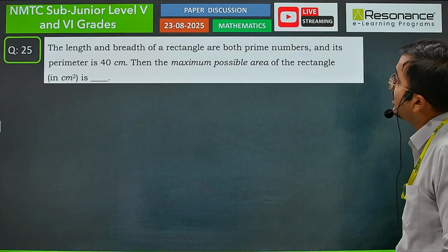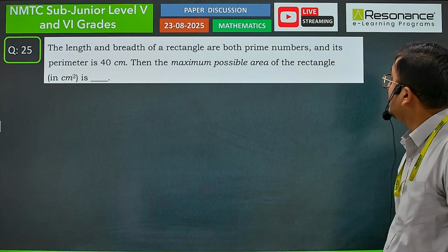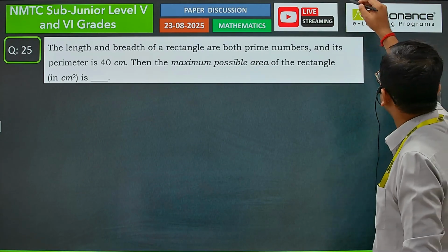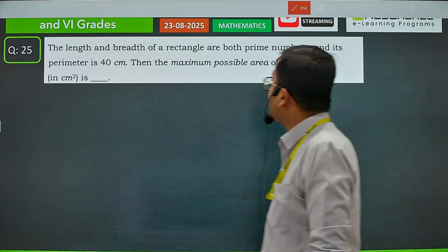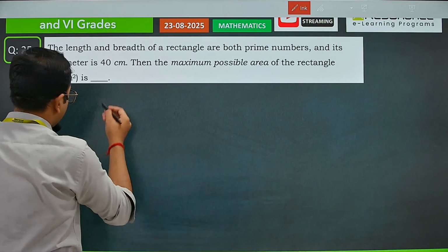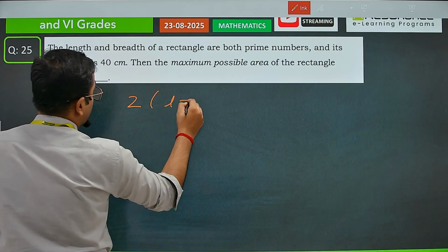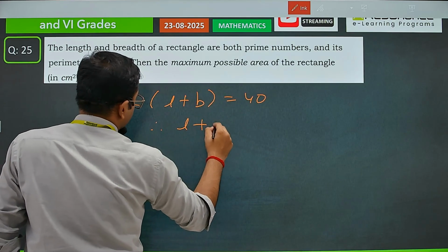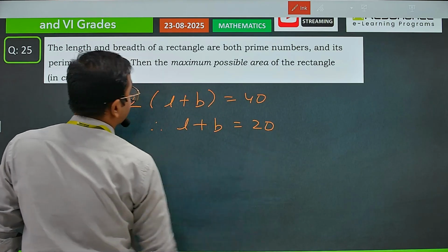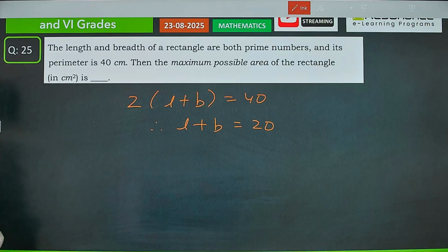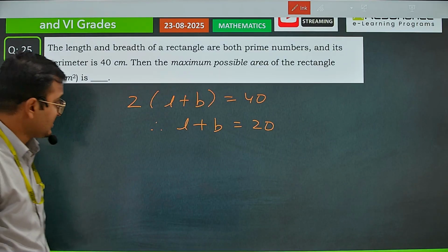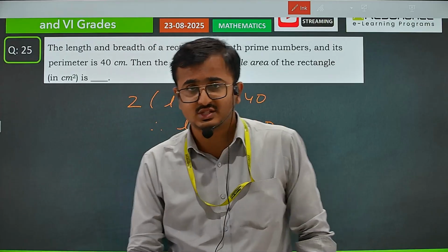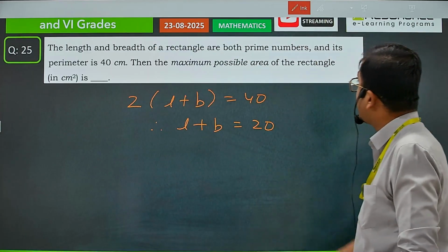Next. Last question, and a pretty easy one. The perimeter is given to be 40. So 2 into (L plus B) is given as 40. Therefore L plus B is 20. Now you have to find the list of values which will give length and breadth, where both are prime.